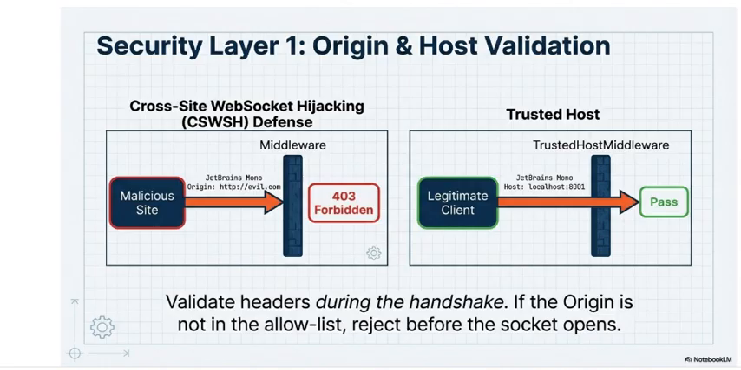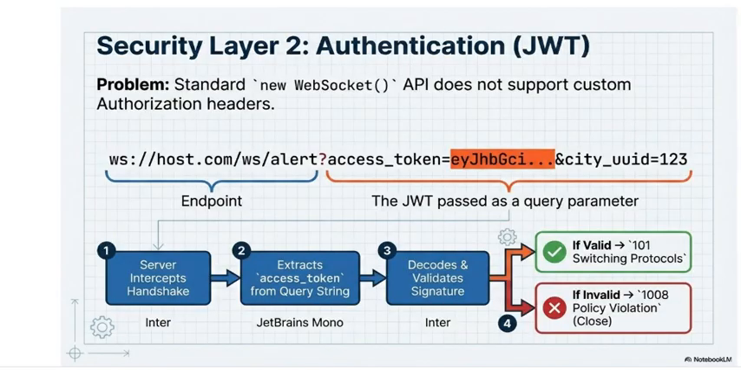Imagine I run evil-site.com. You visit my site, and my JavaScript tries to open a WebSocket to your bank server using your browser's existing session cookies. That sounds bad. It's very bad. But the defense is easy. During the handshake, the browser sends an origin header. Your server just has to check it. If the origin isn't on your allow list, you send back a 403 forbidden, and you never upgrade the connection. Simple enough?